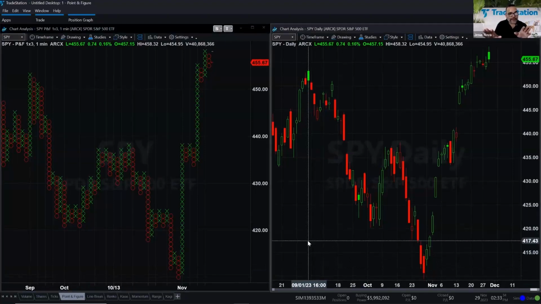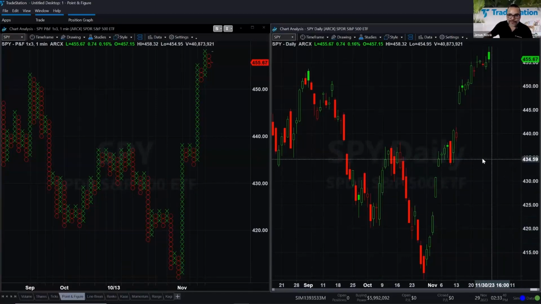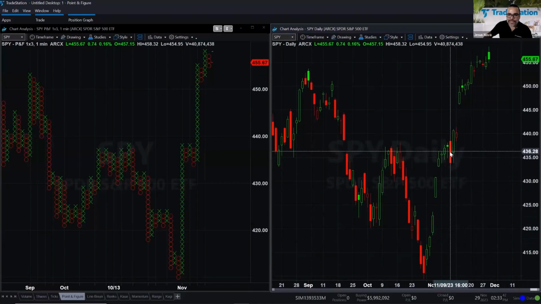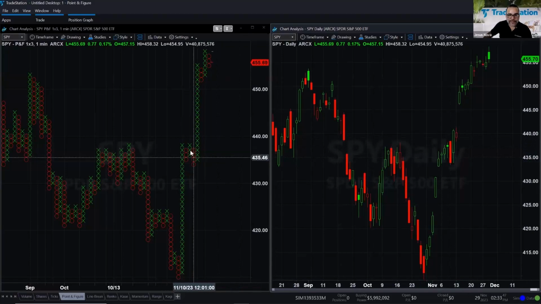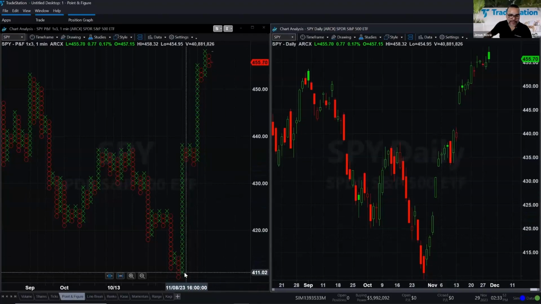And you can compare the movement between the two, right? You can see that sometimes whenever you have a big red candle, like over here and over here, that is reflected in this area. But as the price is going up, you're going to see a column of X's. When the price drives down, you're going to see a column of O's.